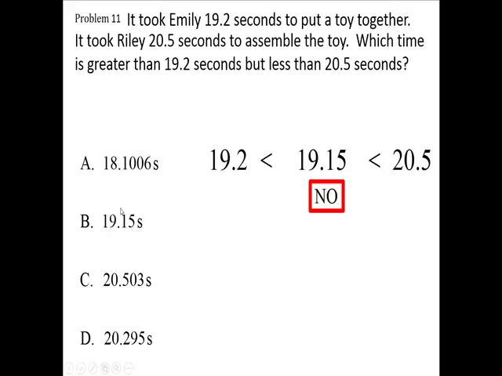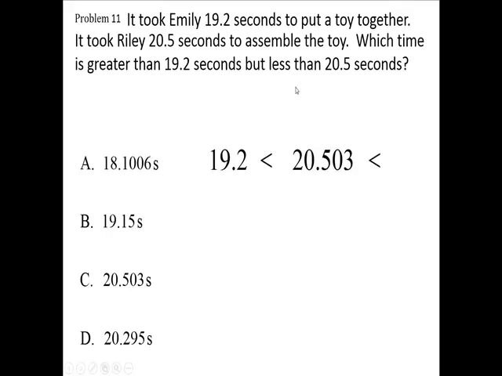Okay, throw out the A and B. Let's test answer C out now. Is Emily's time less than 20.503? Well, yeah, 19 is less than 20. It sure is. Okay, so it worked. This time is bigger than Emily's time because Emily's time is smaller than 20.5. Really, it's 20 and 503 thousandths, but really just think about 20.5 and ask the question, is 19 less than 20? Well, yes.